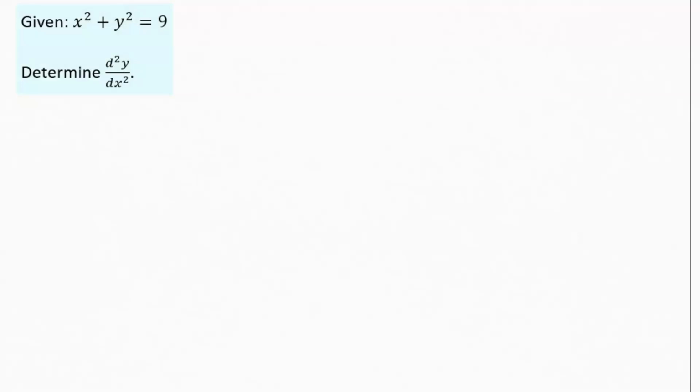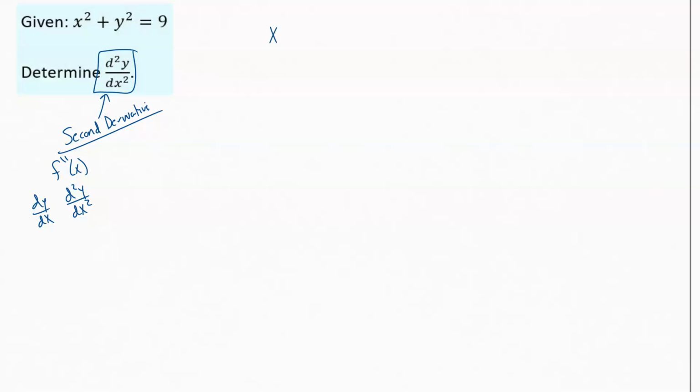Here we're given an equation, x squared plus y squared equals 9, and we're asked to determine this funky notation here, d squared y over dx squared. This is really just math talk for a second derivative. Oftentimes when you were first learning second derivatives, you would probably call it something like f double prime of x. But if we're using our differential notation, dy dx, then a second derivative in that scenario looks like d2y over dx2. So here we're being asked to find a second derivative.